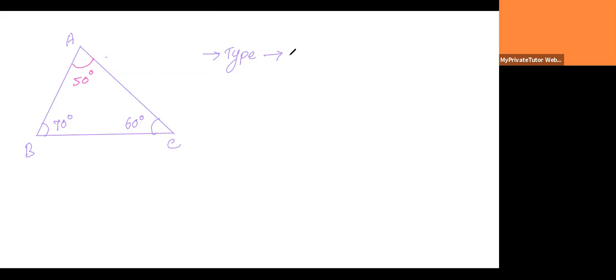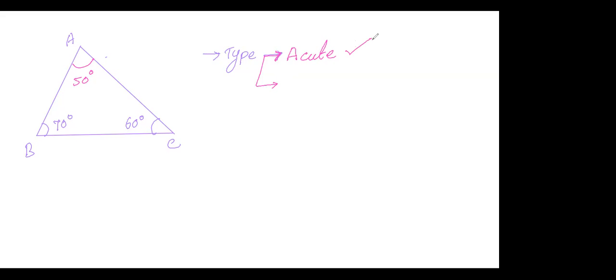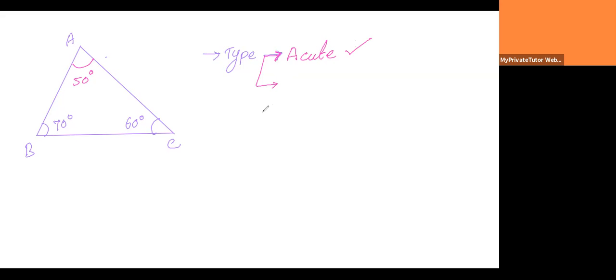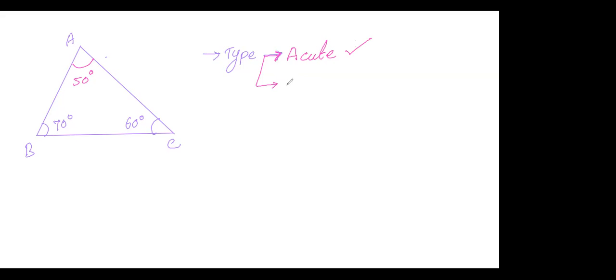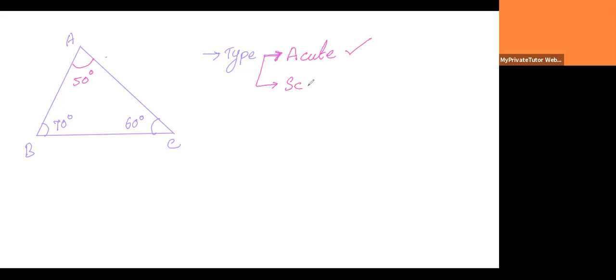Okay, what is the type? One student said acute. What about the others? I want two types. In a triangle, we will get two types. Obtuse triangle? No, it is acute, because all the angles are less than 90 degrees, isn't it? So what is the other type of triangle we can call this one? All the angles are different, so it is called a scalene. Yes, guys, very good.